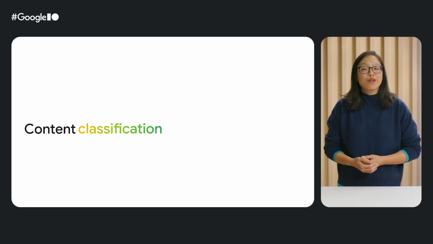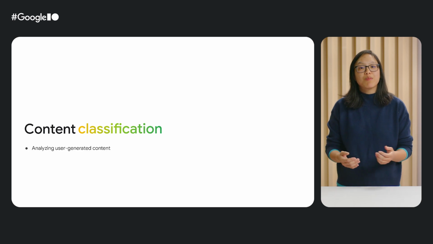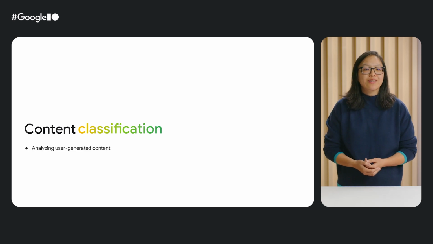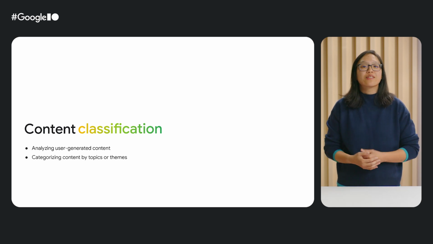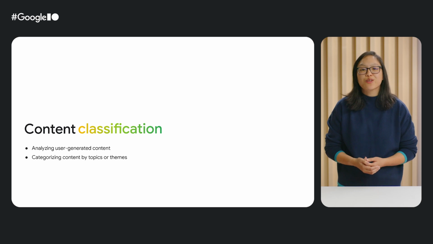Finally, Gen AI can be used to provide better content classification experiences. For example, by analyzing user-generated content, such as comments and reviews, to filter for spam or detect overall sentiment, or categorizing content into different topics and themes, such as organizing personal notes or documents.